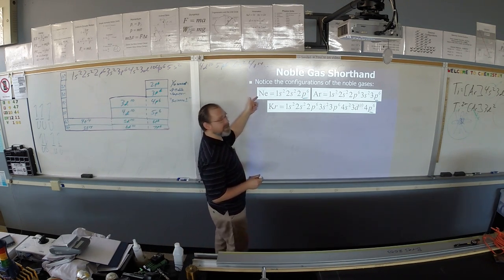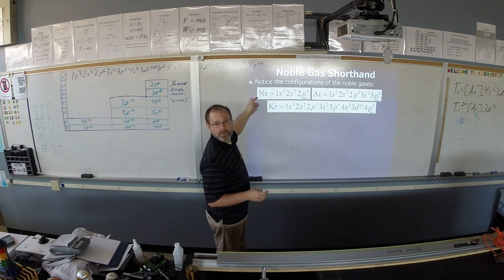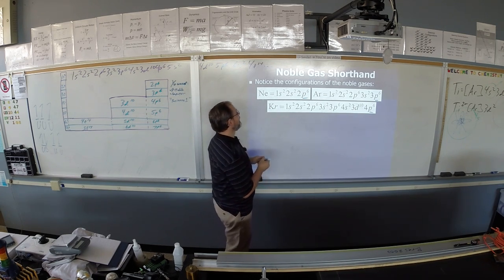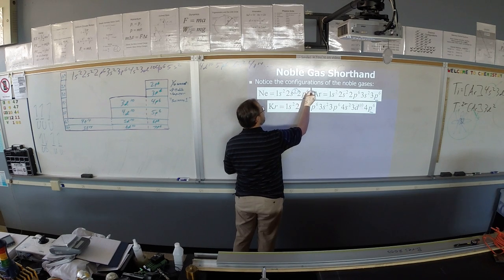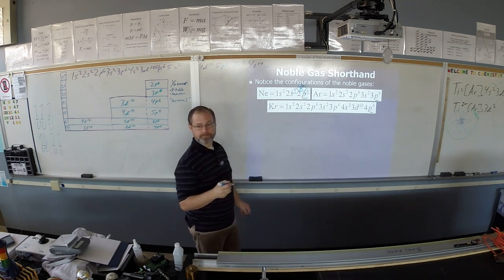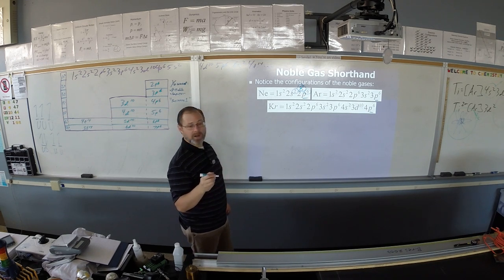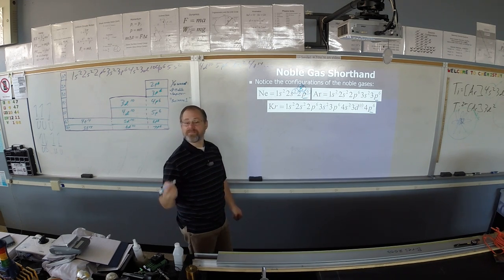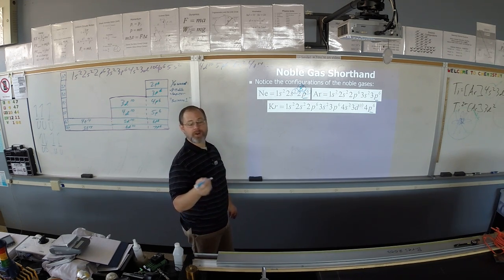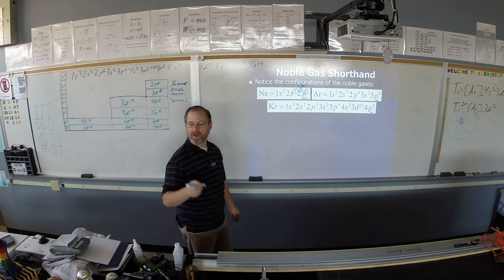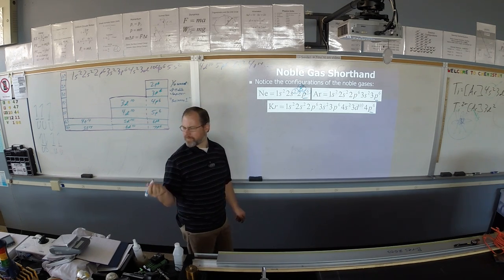In neon, what's the highest energy level? 2. And how many electrons are in that level? Not 2, not 6, but 8, yeah. Because there's 2 there and 6 there, there's 8 electrons in the second level. So neon has 8 valence electrons because there are 8 electrons in the highest energy level. Make sense?